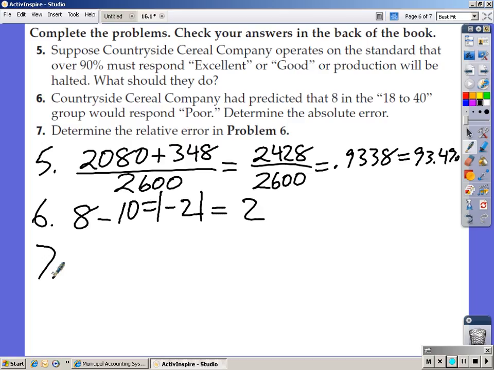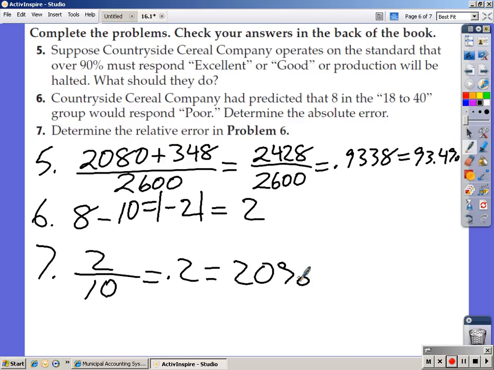Now, number 7, determine the relative error in problem 6. To determine relative error, you take the absolute error and divide it by the number of actual responses. So 2 divided by 10. 2 divided by 10 is 0.2 or 20%. All right? Pretty easy.